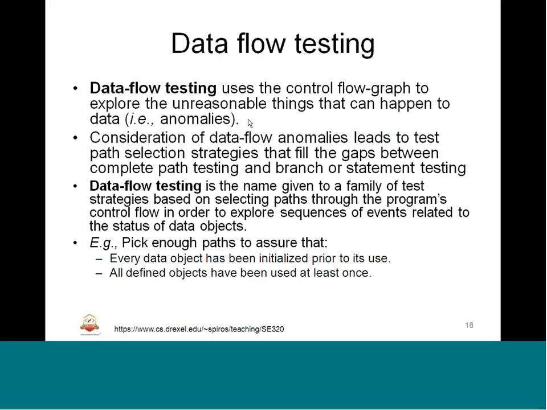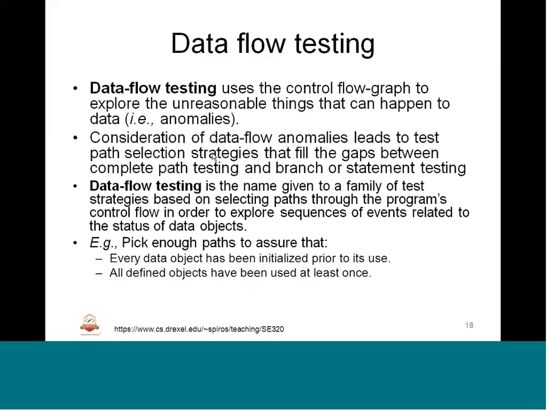Consideration of data flow anomalies leads to test path selection strategies that fill the gaps between complete path testing and branch or statement testing. That means we test using the control flow, all the statements, decisions and everything, but sometimes the flow is purely based on the data for certain cases. So there are gaps in the selection criteria with the help of path testing and branch or statement testing. So in that case data flow testing is useful.